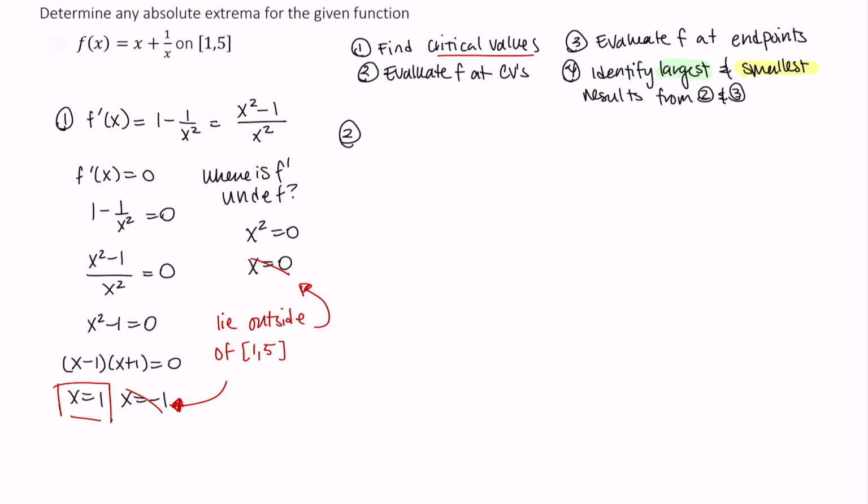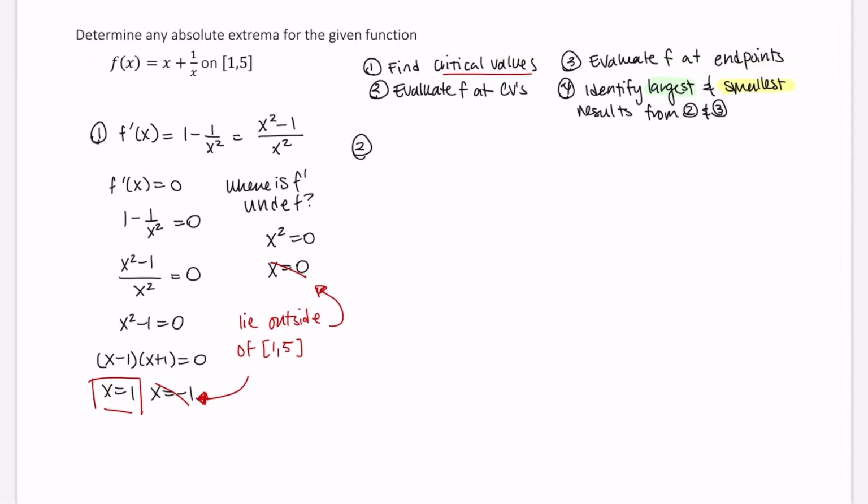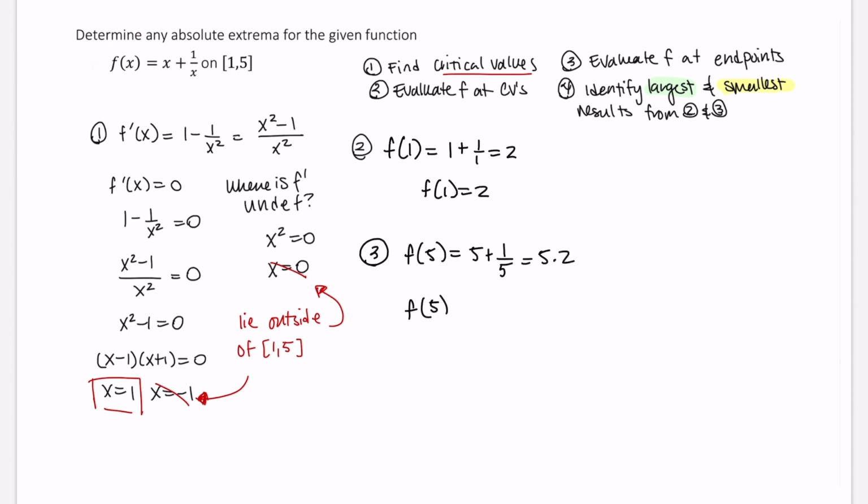So let's evaluate f at the critical values. There really only is one critical value to look at, so that's f of 1 is equal to 1 plus 1 over 1, which is 2. So f of 1 is equal to 2. Now let's look at the endpoints. 1 is both a critical value and an endpoint, and we've already evaluated that, so we don't need to do it again. So let's look at f of 5. That's equal to 5 plus 1 over 5, which is 5.2. So f of 5 is equal to 5.2.